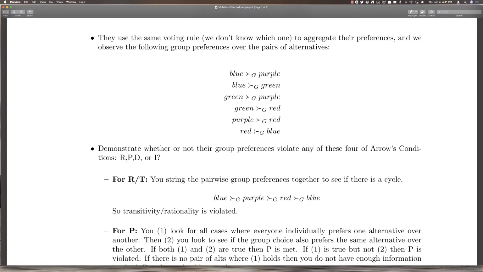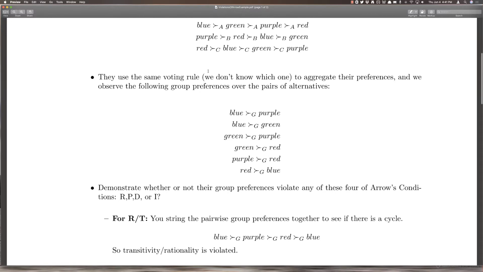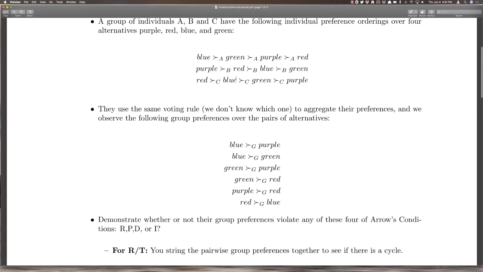You want to keep going basically until it stops or until you see it cycle. And this one does indeed cycle, all right? This one has that blue is preferred to blue. That's intransitivity. So transitivity or rationality is violated by the rule that this group, person A, B, and C, is using to make a decision about the alternatives, blue, green, purple, and red.